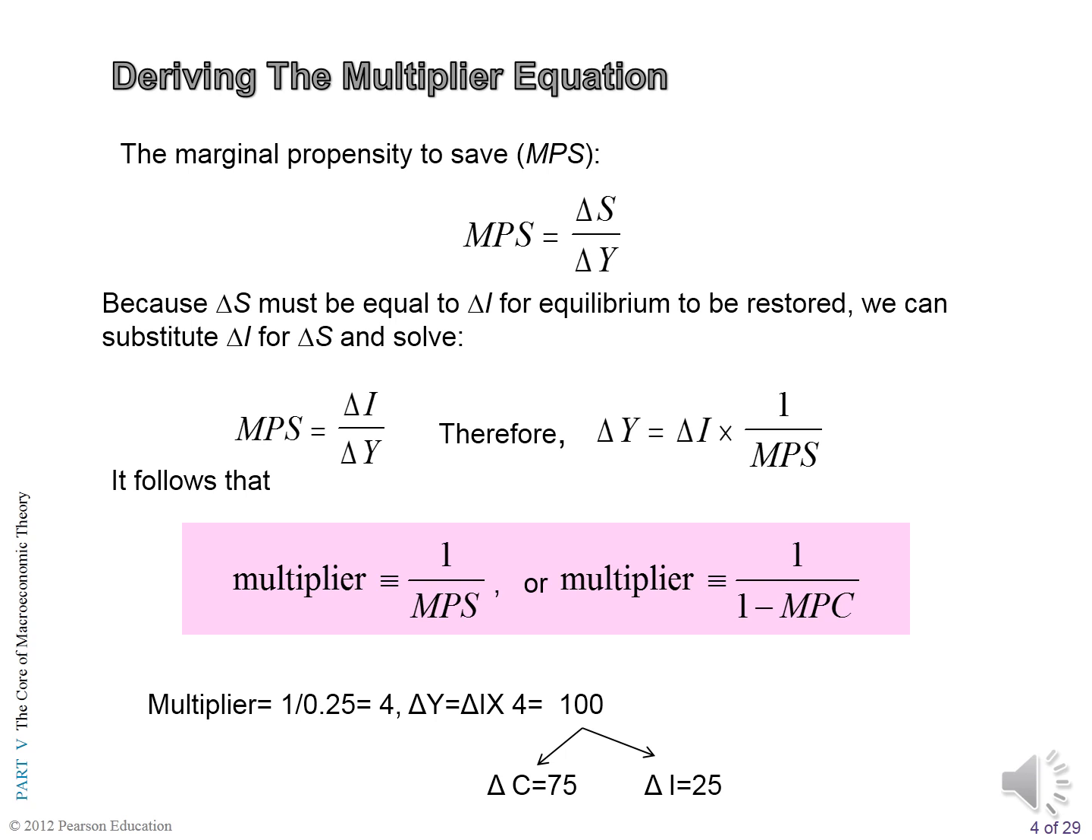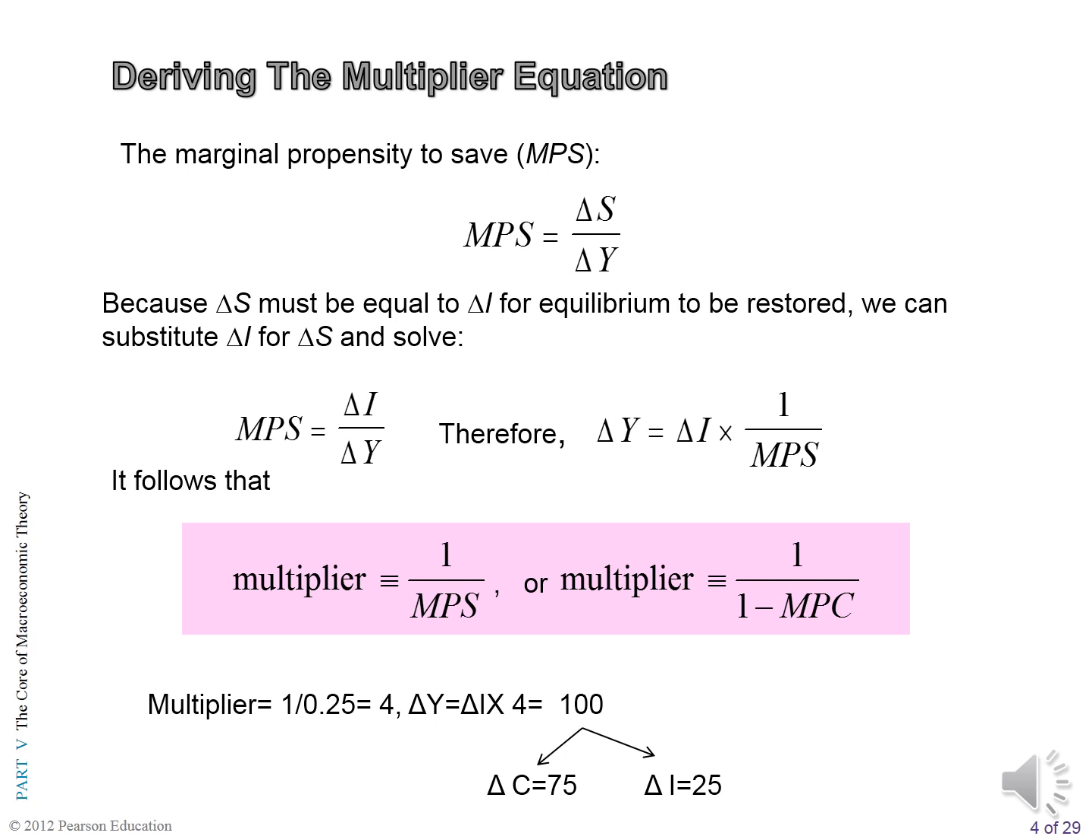Done? And don't forget the multiplier equals 1 over marginal propensity to save, or 1 over 1 minus marginal propensity to consume, because we know that marginal propensity to save equals 1 minus marginal propensity to consume. So if we look at the formula of the multiplier, it's very easy to get the relationship between the multiplier and the marginal propensity to save. It's very clear that it's a negative relationship. When marginal propensity to save increases, the value of the multiplier in the economy decreases. When marginal propensity to save decreases, the value of the multiplier will increase.